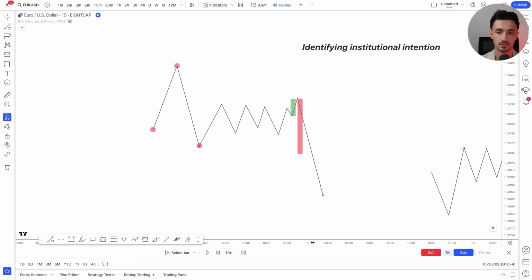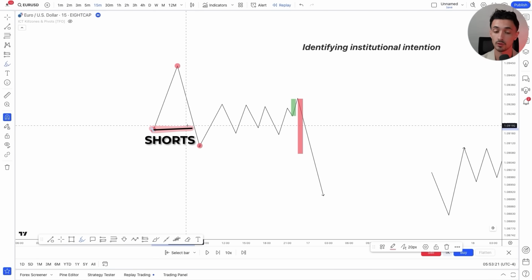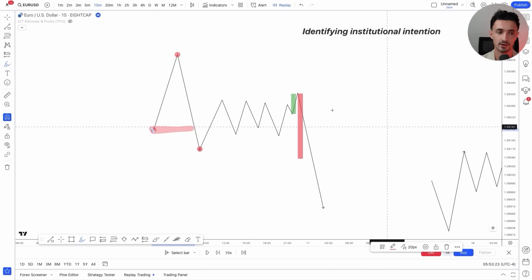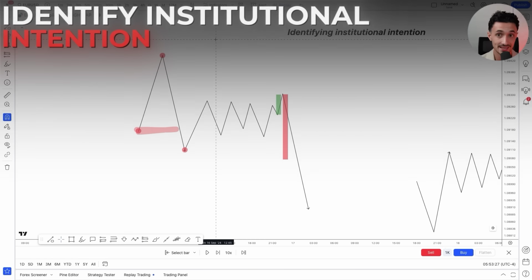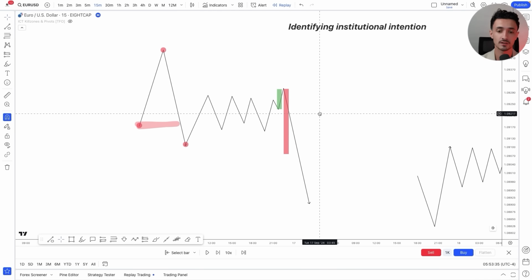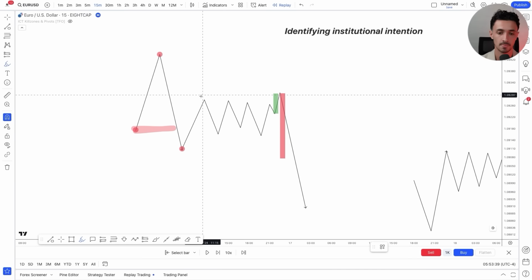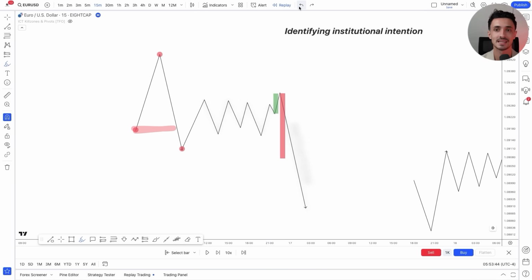Let's first start with our bearish scenario. The first thing we do, as we've already established, is understand market structure. So we have a low, we have a high, we have a lower low. So price is bearish, so we are looking for shorts. We've already established our bias. Okay, great. The next thing we need to do is identify institutional intention. Here's how you identify it consistently. What you're looking for is a range, liquidation, initiation. Let's break that down step by step.